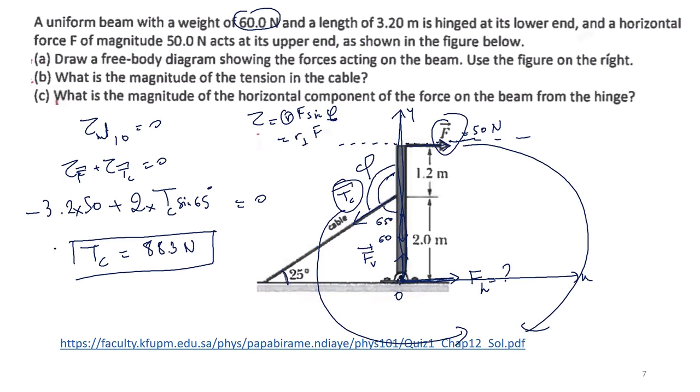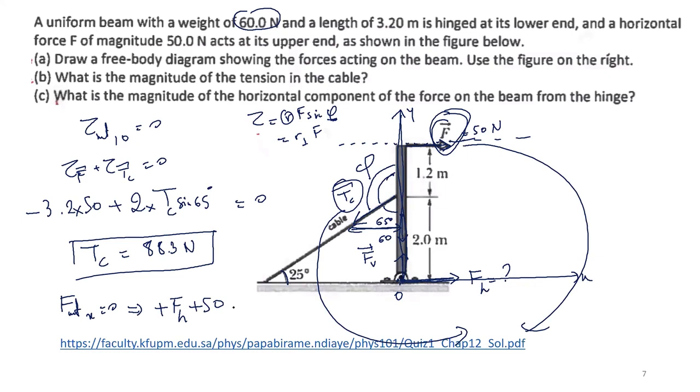Okay. Now, once I get TC, the second question is, what is the magnitude of the horizontal component of the force on the beam from the hinge? What is FH? I can do what Hussam suggested, or I can do something else. Here I will use net force along X is 0. What are the forces along X? Along X, I have FH, which is purely along X. But also I have this F, 50, purely along X. Which other force do I have along X? TC. But which component of TC? This component of TC.